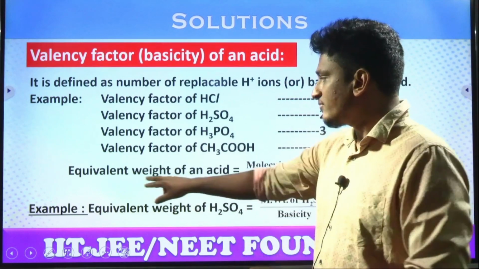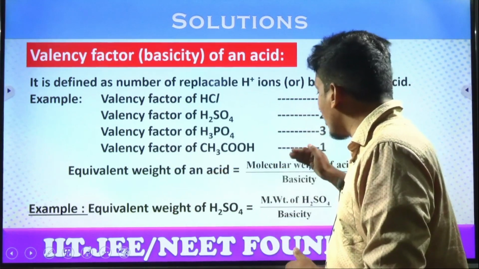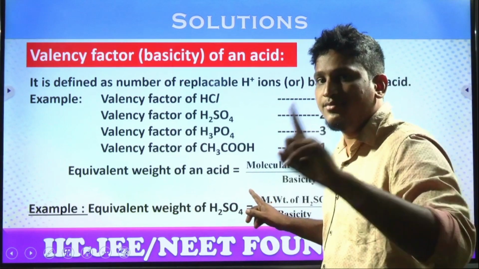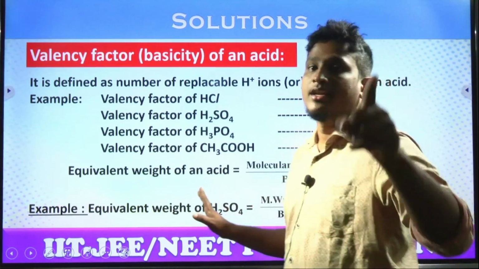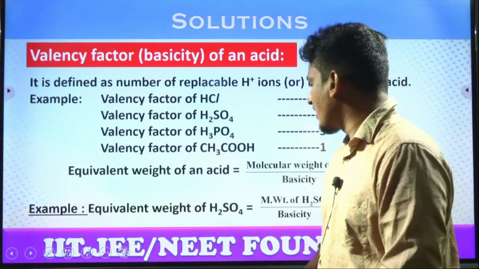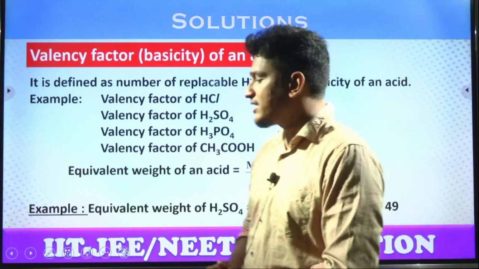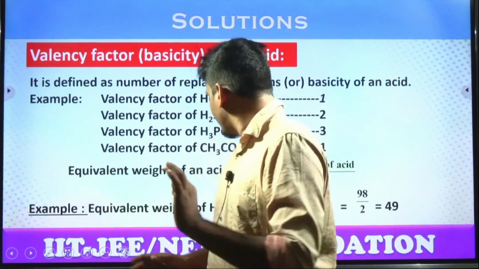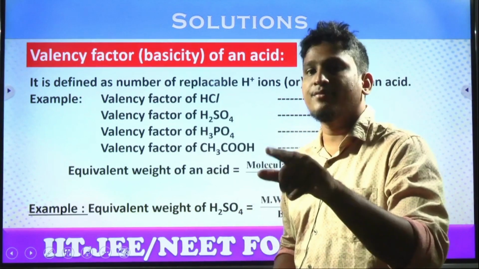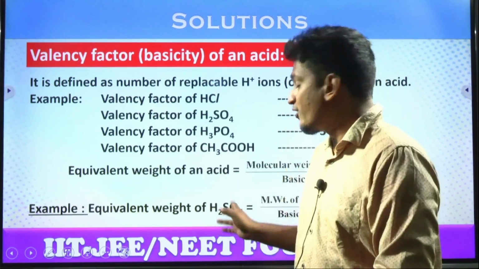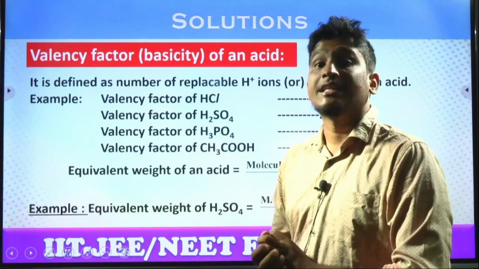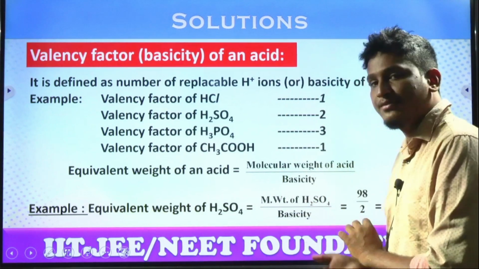So here, how to calculate the equivalent weight? Molecular weight divided by the basicity. What is basicity? In terms of acid, we use this basicity, the valency factor only. Number of H plus ions released. So if you want to calculate the equivalent weight of sulfuric acid, what is the molecular weight of sulfuric acid, students? Sulfuric acid is made up of 2 hydrogens, 1 sulfur and 4 oxygens, right? 2 hydrogens, 2, sulfur 32, 2 plus 32, 34, plus 4 oxygens, 4 into 16. How much? 64. 64 plus 34. 98 grams is the molecular weight of sulfuric acid.